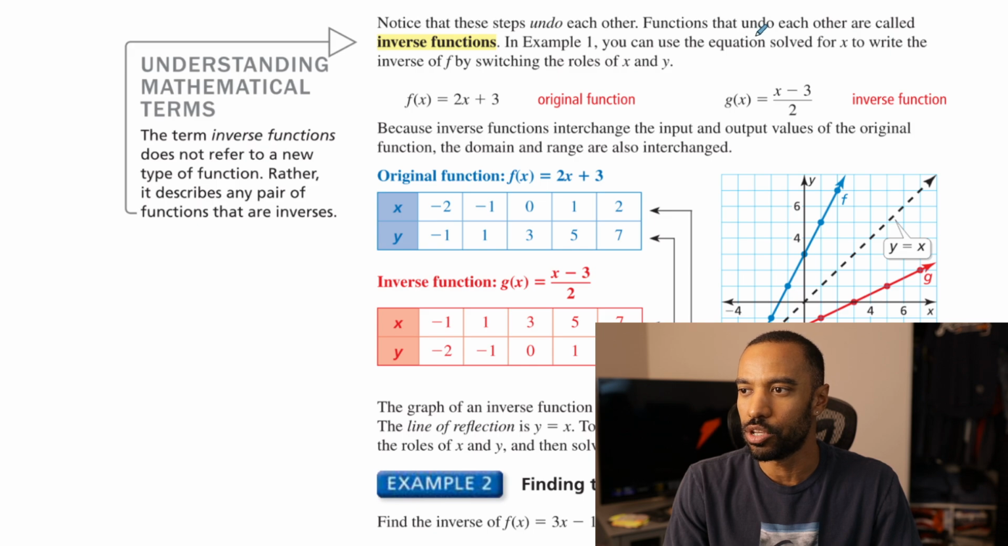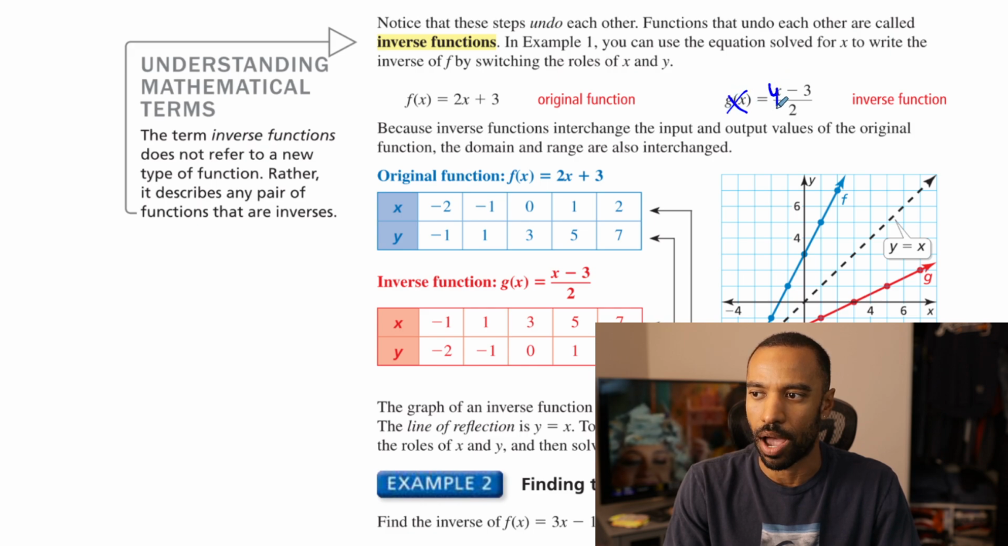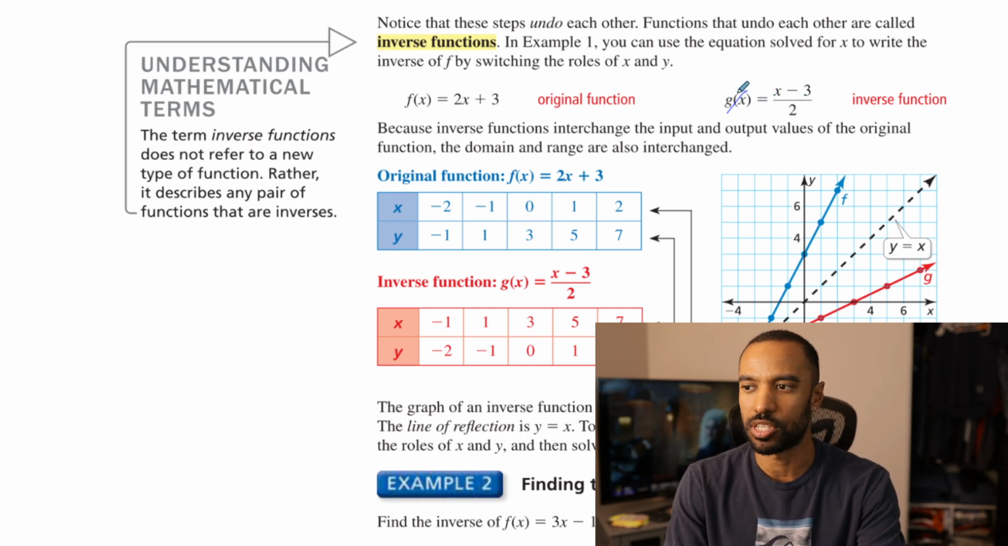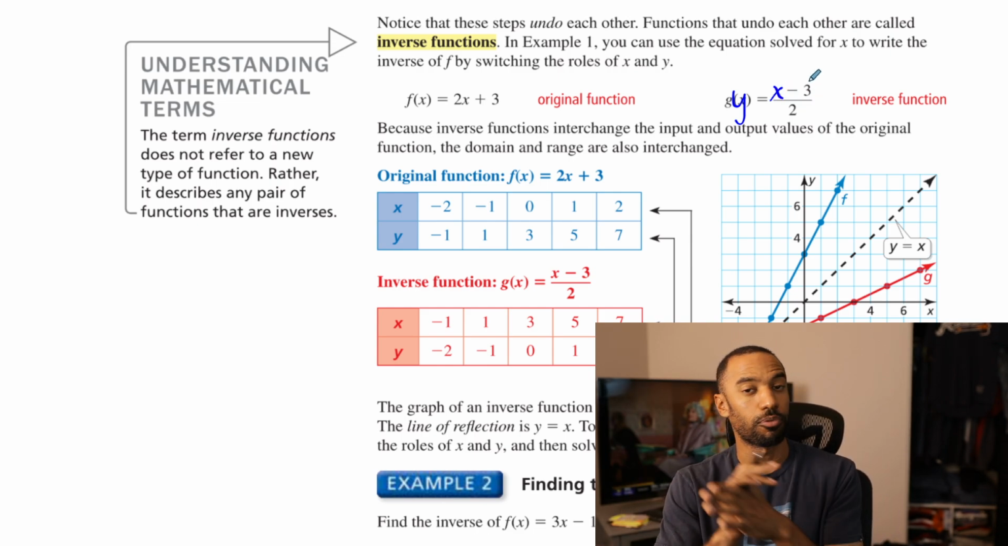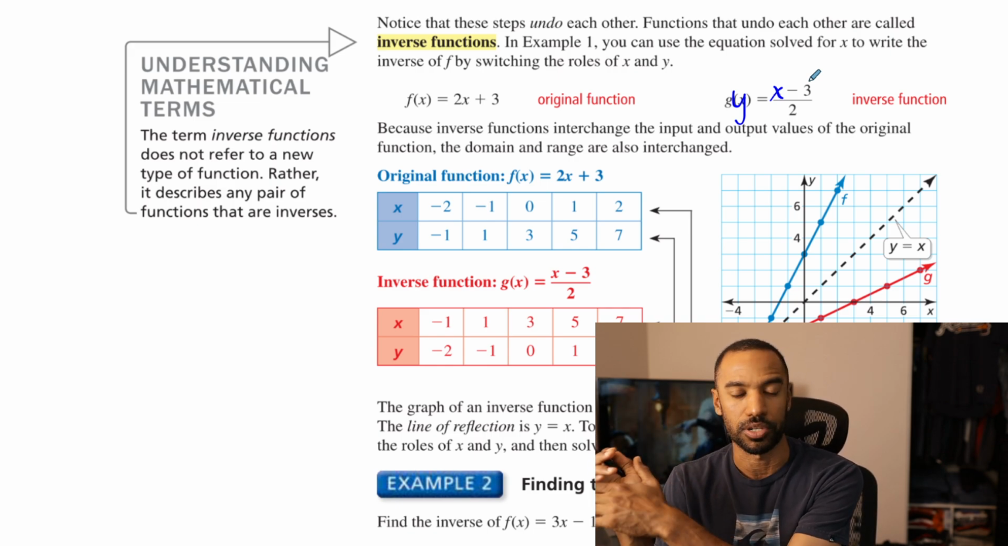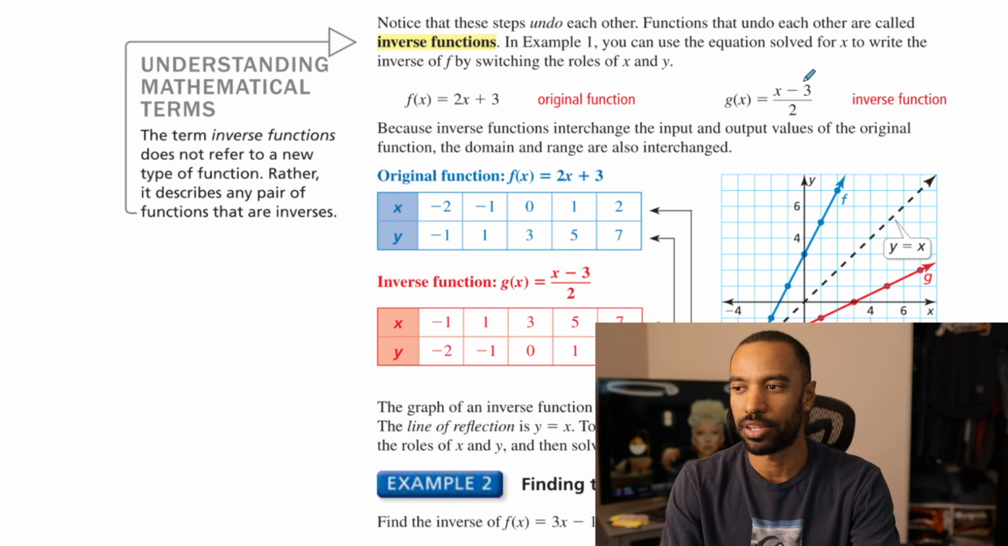In example 1, you can use the equation you solved for x to write the inverse of f by switching the roles of x and y. Remember, this said x equals (y minus 3) over 2. Let's now swap it to say y equals (x minus 3) over 2. The reason for that is so that we could see them on the same graph. We recognize they're inverses. They're not the same equation. They're inverses, but recognize where they compare.